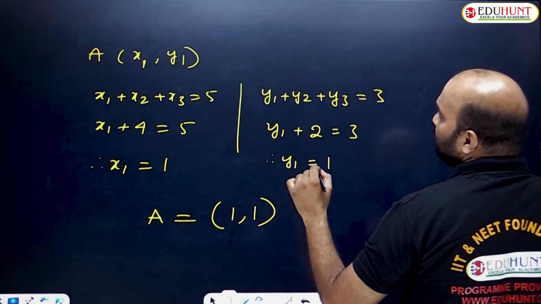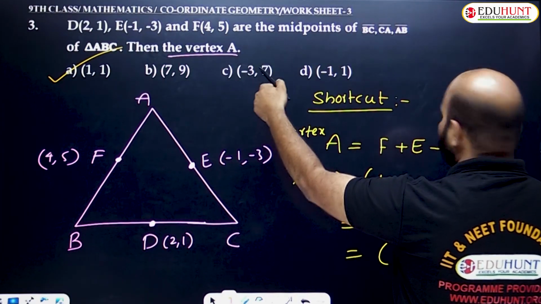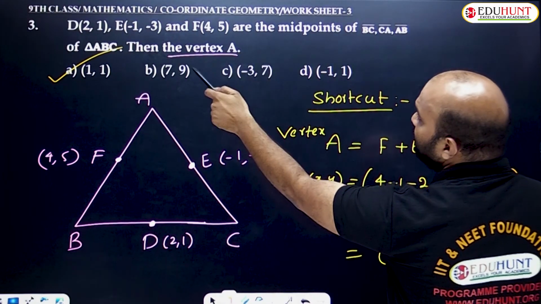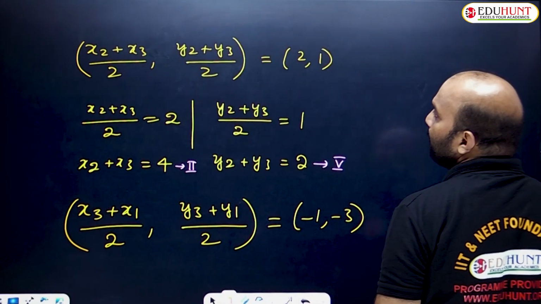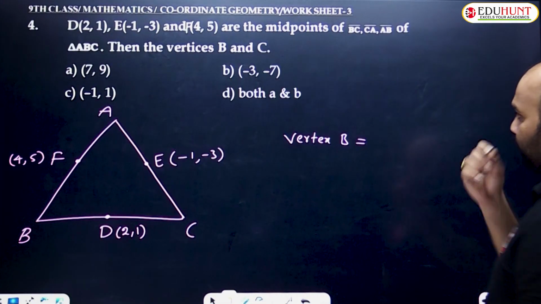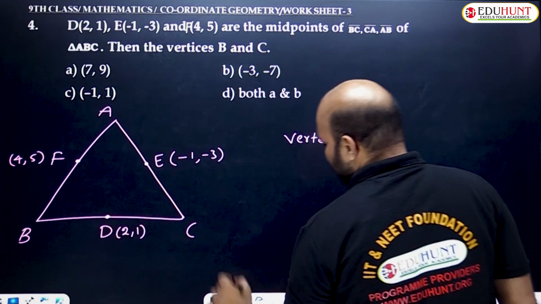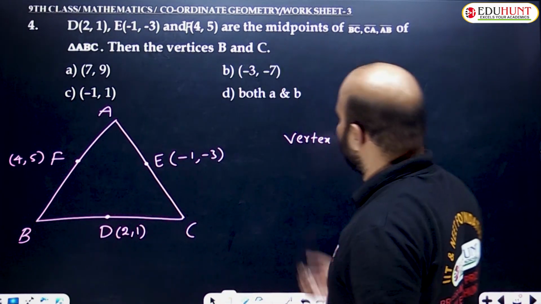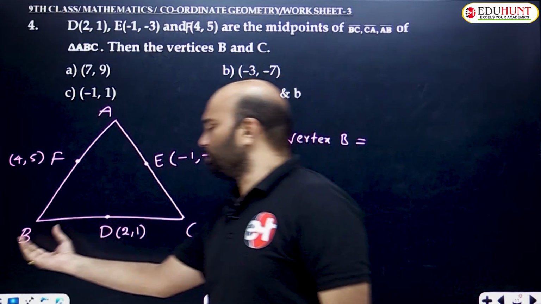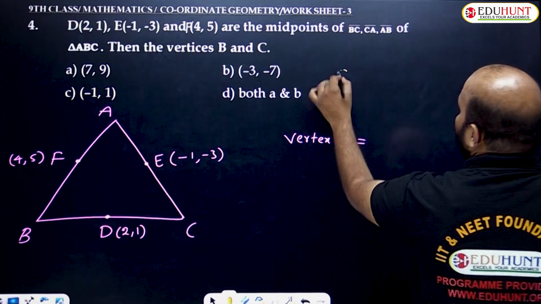Before, the question asked the same concept for vertex A. Here it is asking vertex B and vertex C. So how to find the vertex B value? That is, B coordinates. How will we get B coordinates? Clearly by using the shortcut method. The shortcut method is very easy.